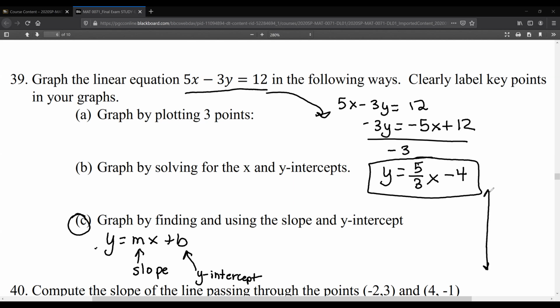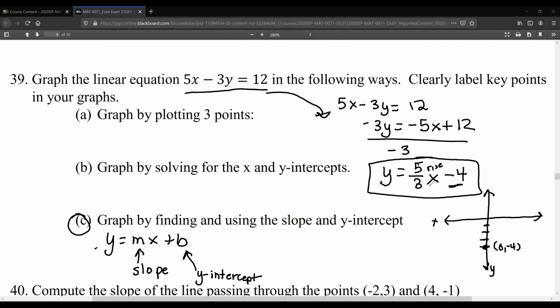Because without plotting in the points, remember, you start with your y-intercept. This is your x-axis, this is your y-axis. You start with your y-intercept, which is what here? -4. You're going to go down 1, 2, 3, 4. So this point right here is your y-intercept. That's 0, -4.